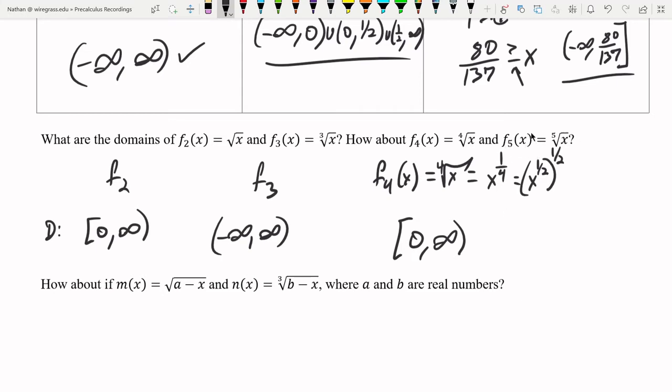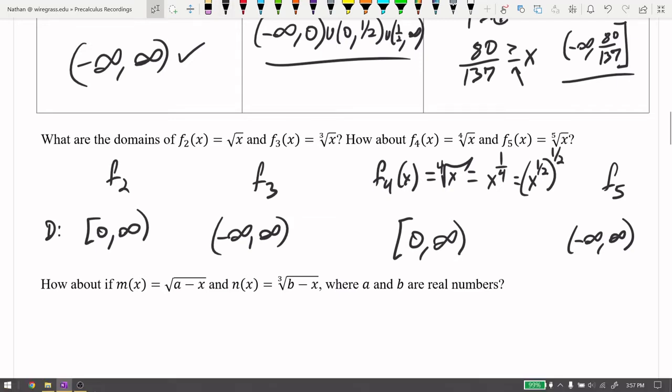And for the fifth root, this is actually the same thing as the cube root. There is no issues there. You can go ahead and try it out in your calculator. Just try a bunch of negatives, 0, positive numbers, and they're all going to work.